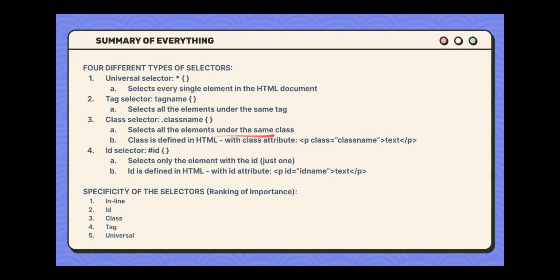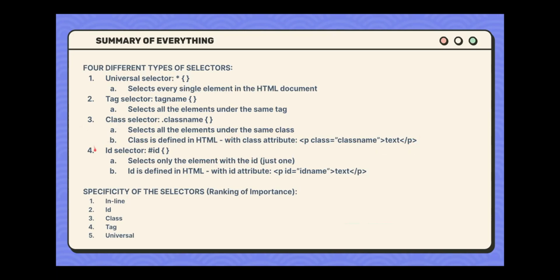So it selects all the elements under the same class. And this class is defined in HTML by ourselves, so we have to do it manually. So it's P and then class equals class name. It doesn't have to be a paragraph tag. It can be any tag, in fact, as long as we put the class attribute.